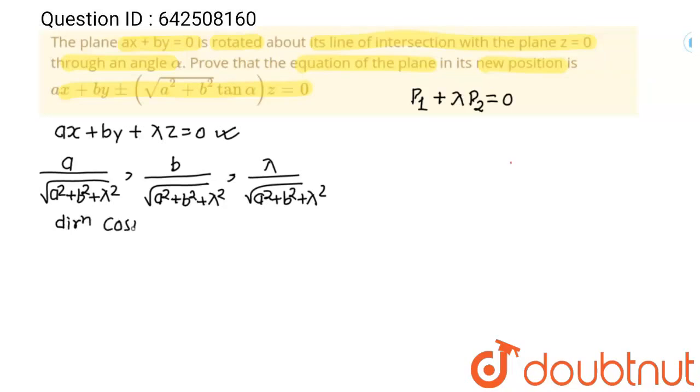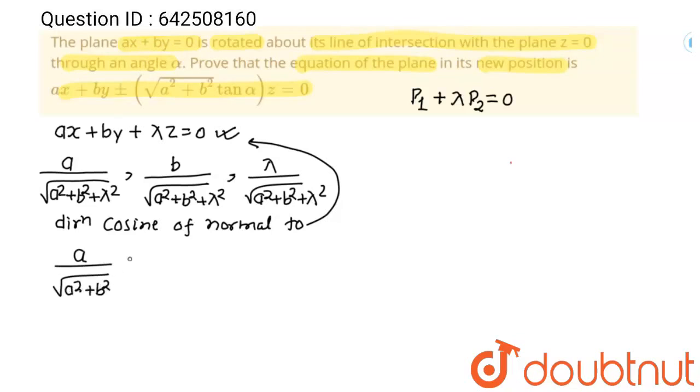So these are the direction cosines of the normal to this plane. Now I am going to find the direction cosines of the normal of the other plane, and that will be a upon root over a square plus b square plus 0 square, b upon root a square plus b square, and third, as the coefficient of z is 0 in this plane, this is going to be 0.